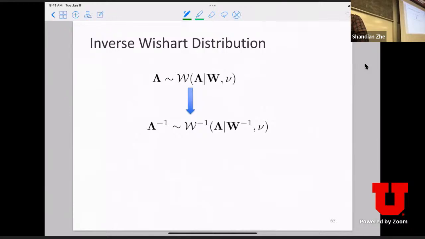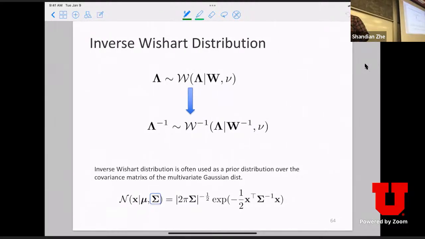So again, it's similar to the case of the gamma distribution. If some matrix lambda follows the Wishart distribution, then its inverse follows the so-called inverse Wishart distribution, and these two distributions are parameterized in the same way. The inverse Wishart distribution is often used as a prior over the covariance matrix of the multivariate Gaussian distribution. So if you want to incorporate some knowledge to estimate the covariance matrix, not only from data but also from your own experience, then the inverse Wishart distribution or Wishart distribution is a good choice.